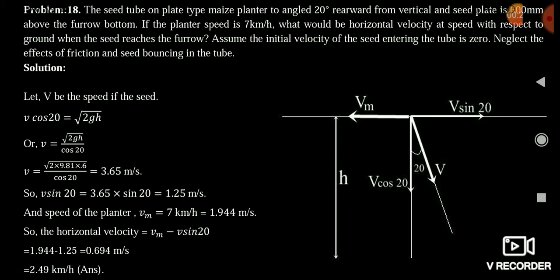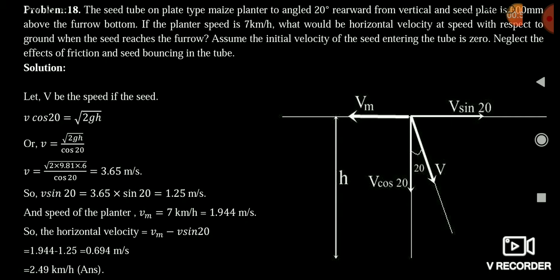Means when the seed will fall to the ground, then what is going to be the horizontal velocity. And it is saying that 20-degree angled rearward from the vertical, means it is making an angle of 20 degrees from the vertical. So simply, the first thing we will do is take the components, means v cos theta and v sin theta. That is very simple, friends. V cos 20 is in the vertical direction, v sin 20 is in the horizontal direction.